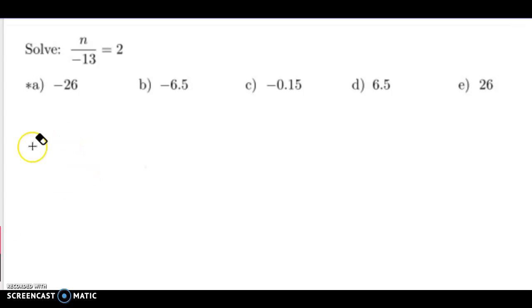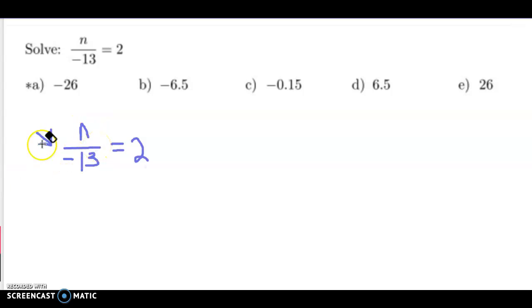First thing we are going to do is start by rewriting the problem down here. We have n divided by negative 13 equals 2. Now remember, this fraction bar here means division. And if we are going to undo division or get n by itself, we have to do the opposite. And the opposite of division is multiplication.